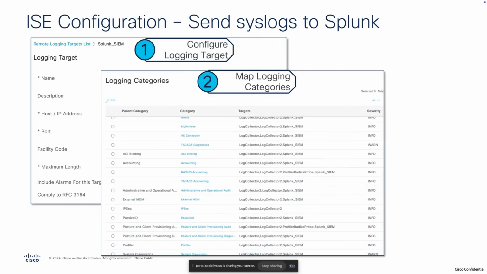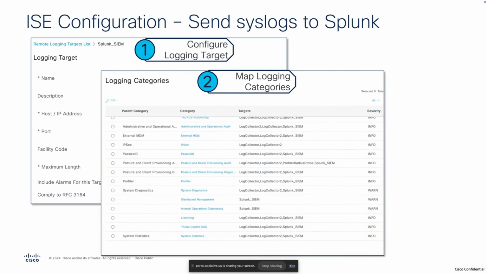The logging categories are nothing but the Cisco ISE allowing you to send the syslogs in a categorical manner. What does it mean? Basically, all the passed authentications are one category. Failed authentications are one category. Diagnostics is another category. Administrator logins are another category. Change configuration audit is another category. So based on what you are looking for, you might have to map this logging category to the logging target so that Cisco ISE is going to send those respective logging categories to the external logging server. In our case, it's Splunk.